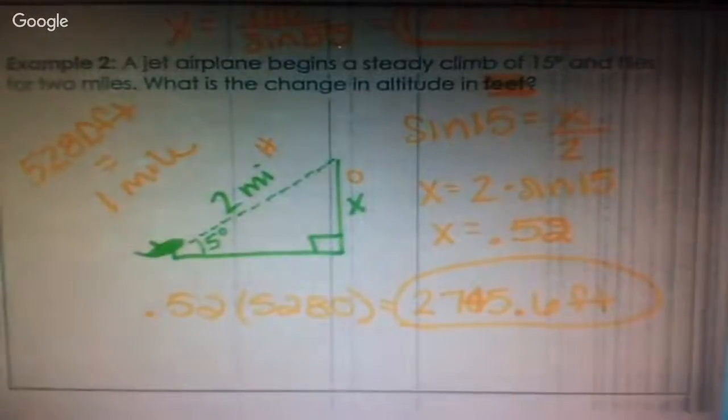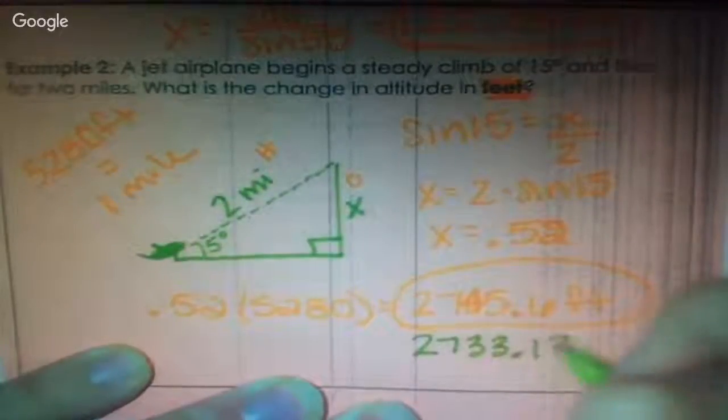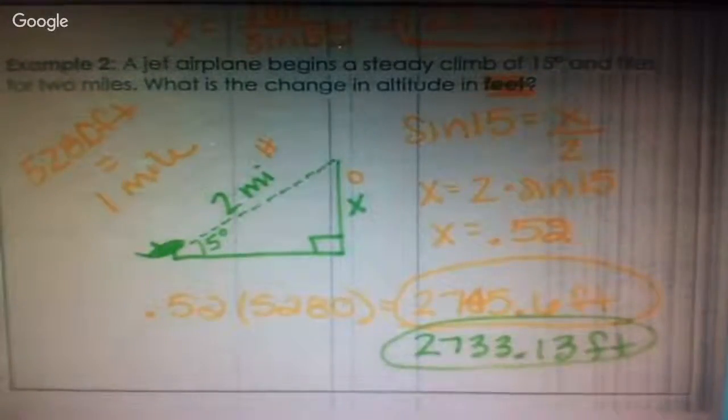What was your answer, Alberto? 2,733.13. That's a big change. Wow. I would have personally done it Alberto's way. Okay. You want your answers as accurate as possible. And that is a big difference. What changed? He didn't round the 0.52. When you got that answer and it was like 0.5 blah blah blah, he just took that and multiplied it by the 5,280.